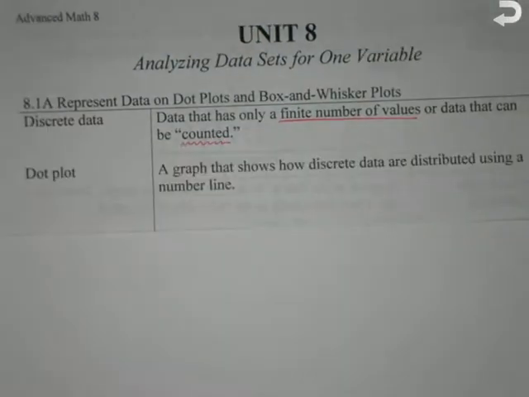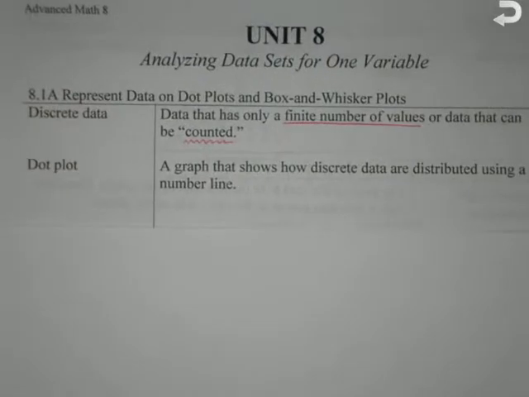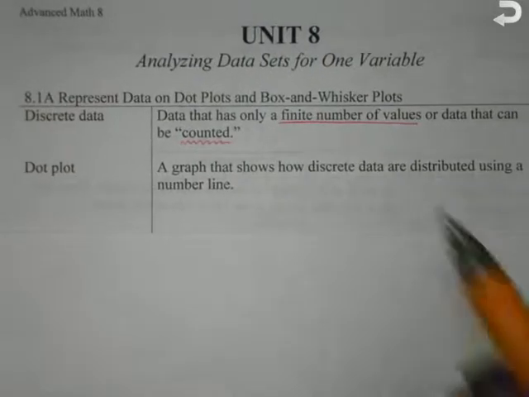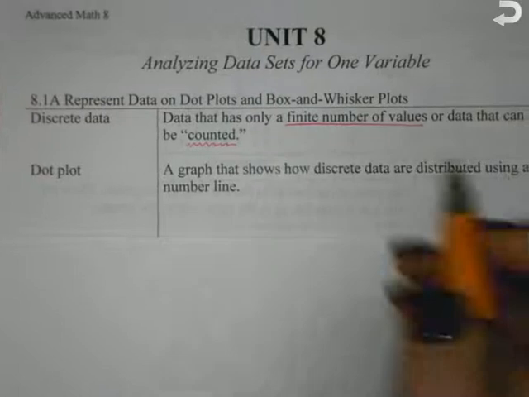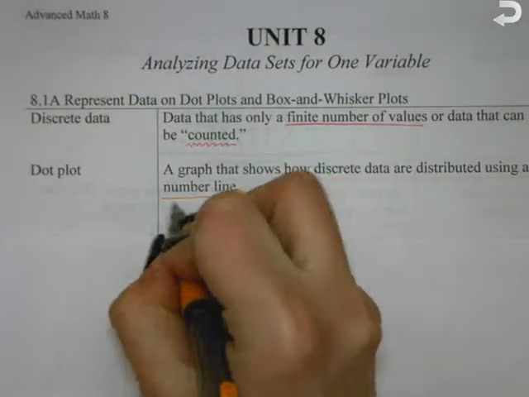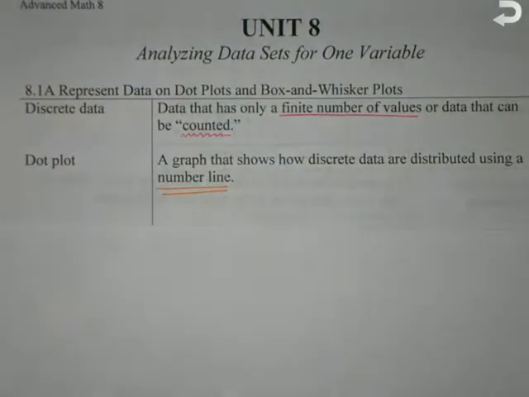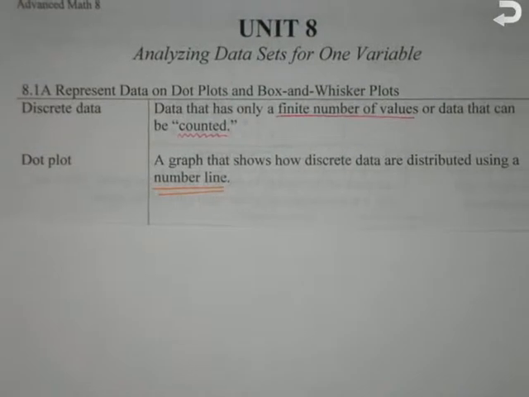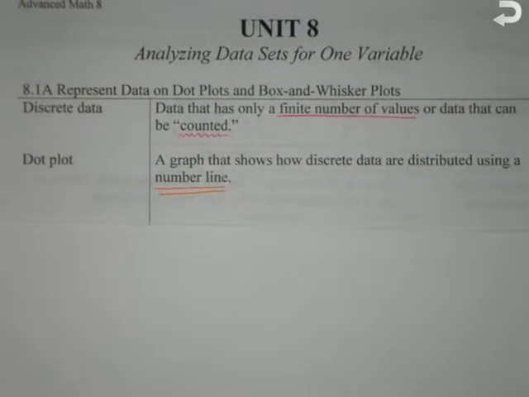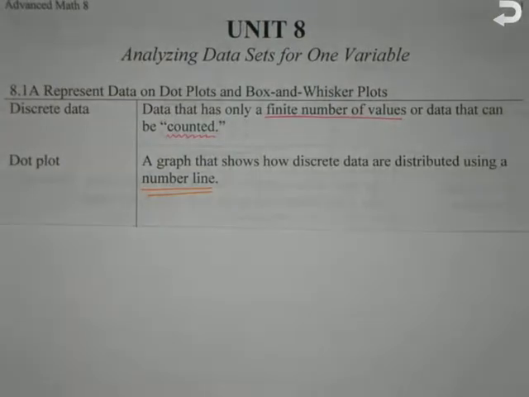Okay, second definition that you're going to need for right now is a dot plot. A dot plot is a graph that shows how discrete data are distributed using a number line. So we're going to take a number line and we're going to basically just look at how the data is distributed. Now with a dot plot, you don't necessarily have to do dots. You can use X's, you can use smiley faces, you can use whatever. It doesn't matter to me. We just call it a dot plot because we're looking at the specific point. Okay, so this set of data that I just gave you is what we're going to be working with.